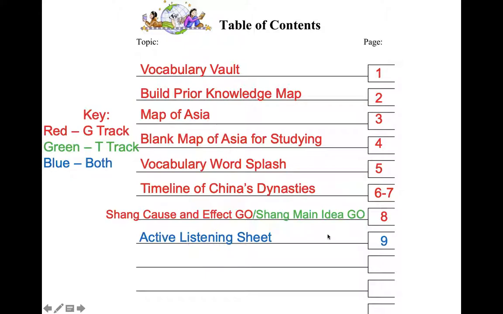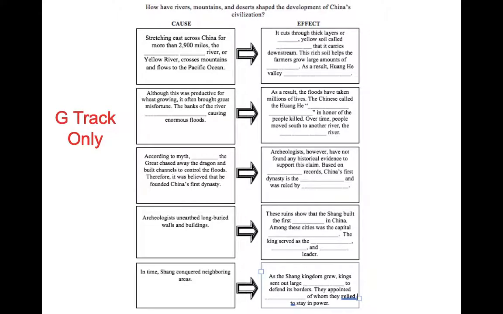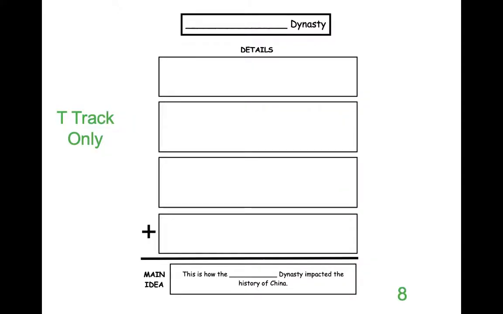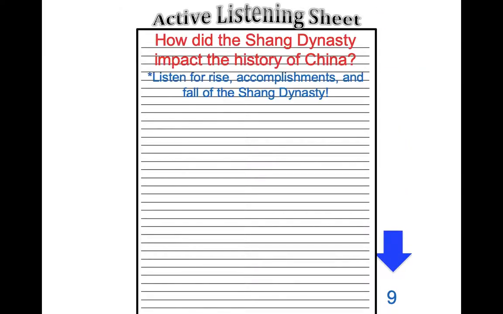These graphic organizers can be found also in the Schoology Shang Dynasty folder. You could always come here to the class and get them out of the I don't have that bin. This is what the G-Track graphic organizer looks like. Make sure you number it at the bottom, page 8. This is the T-Track graphic organizer, and here's the active listening sheet.